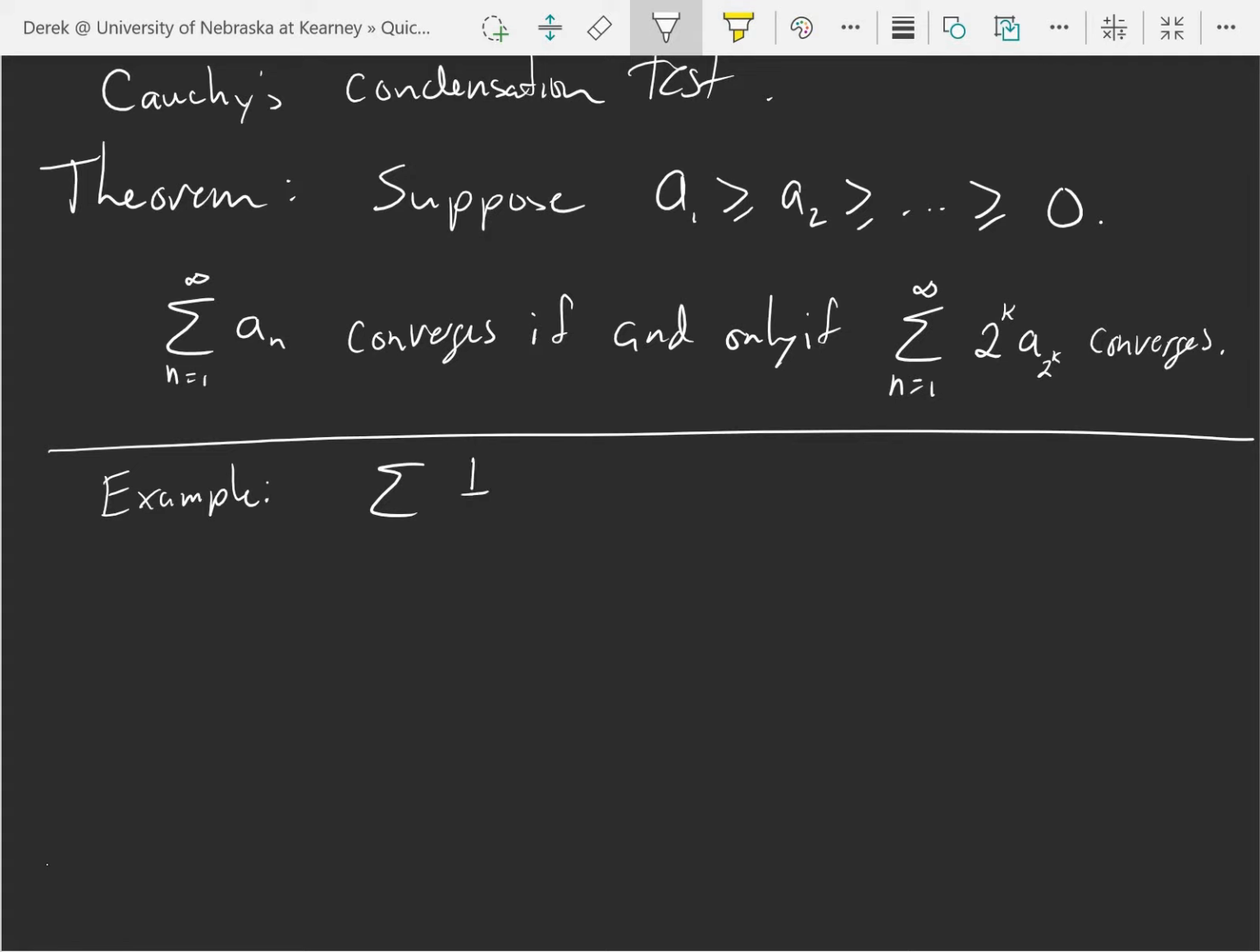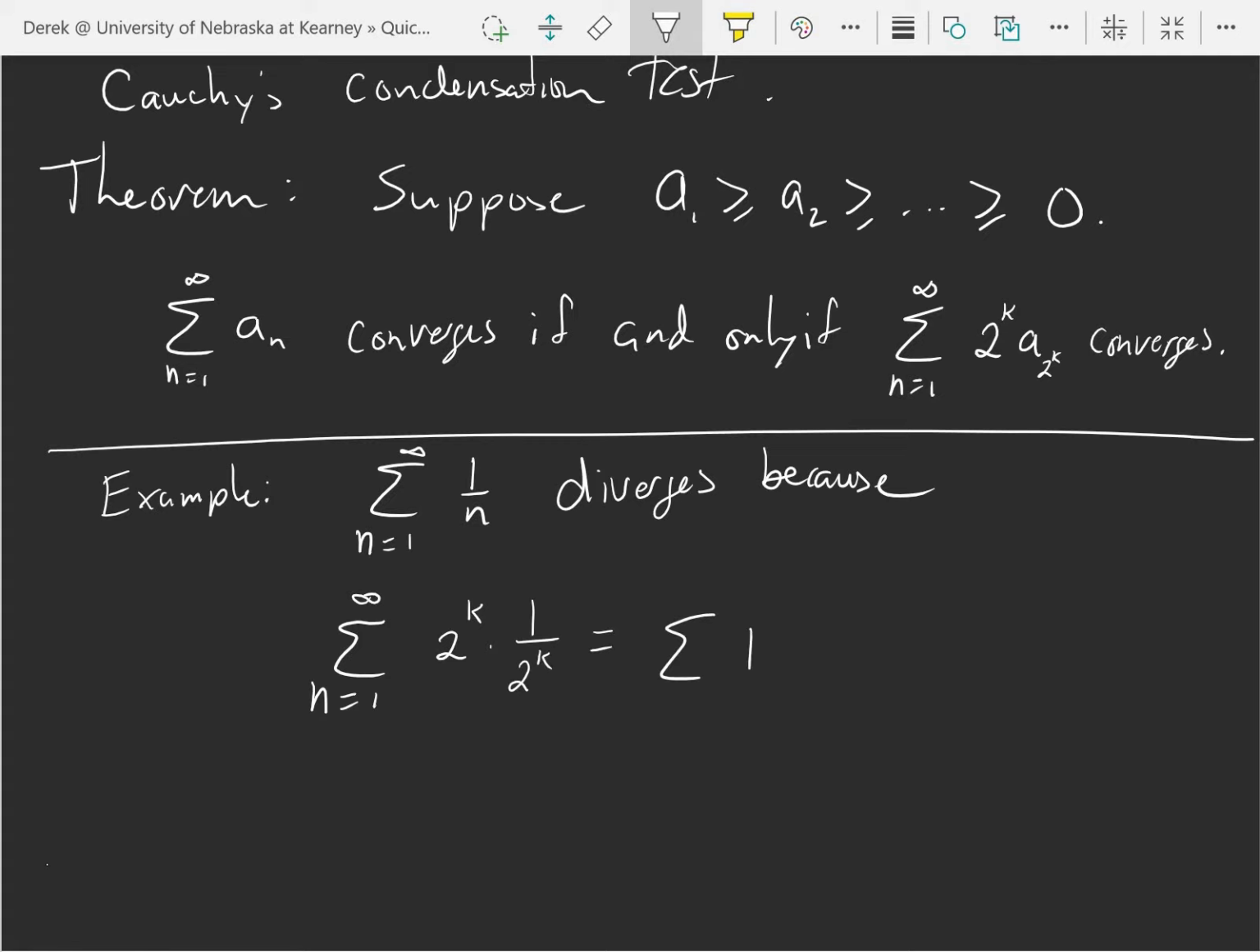The sum 1 over n from n equals 1 to infinity diverges because the sum from k equals 1 to infinity of 2 to the k times 1 over 2 to the k is equal to the sum from k equals 1 to infinity of 1, which diverges. Okay.